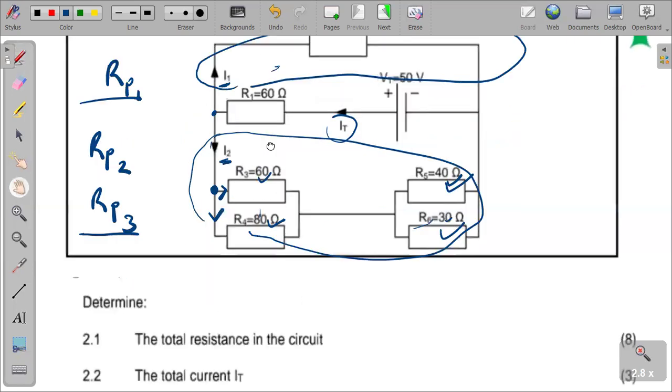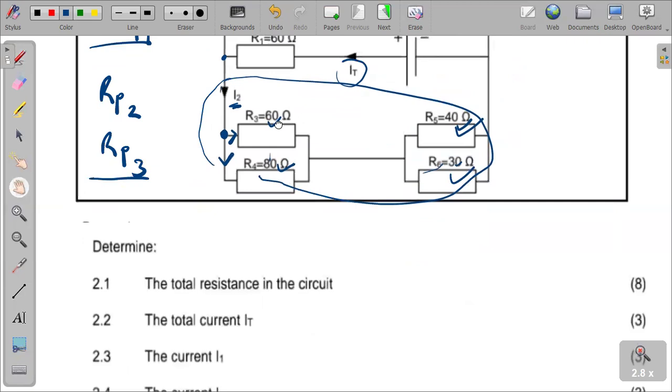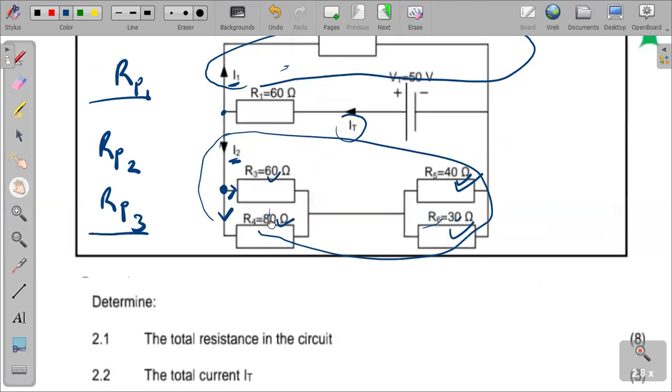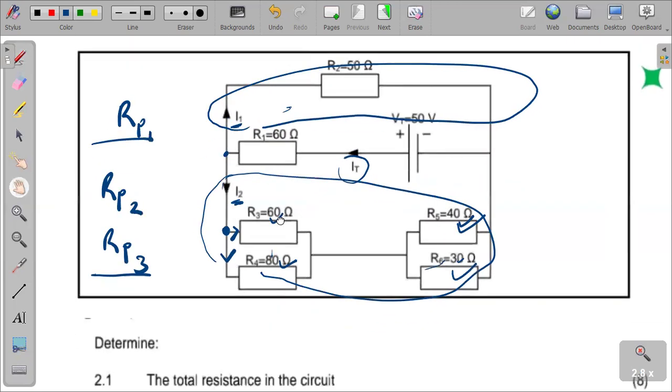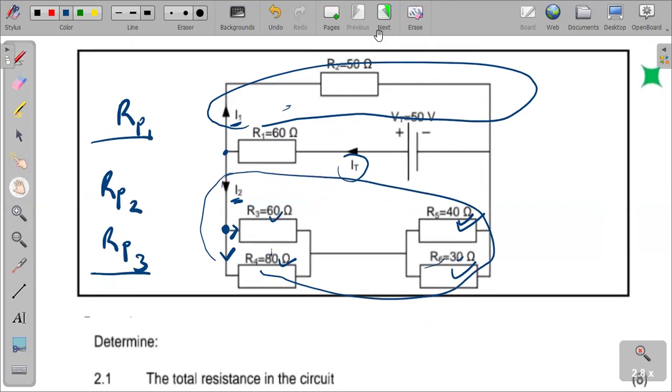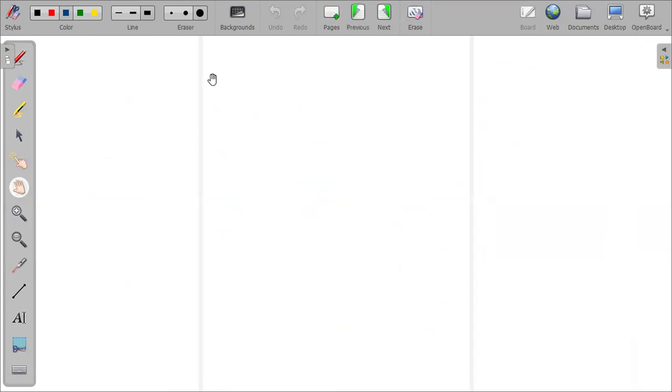The first question says, calculate the total resistance in the circuit, right? So that's our first question. How do we go about it? How do we answer that question? Let's try to answer it together.